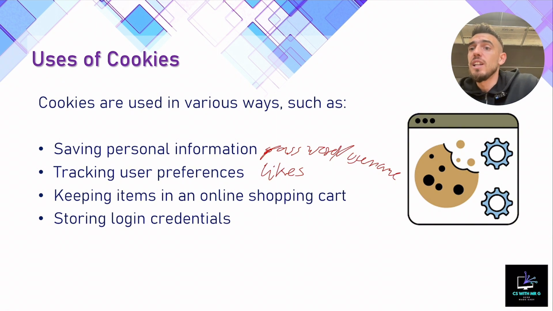Keeping items in an online shopping cart. If you add items to your cart, this needs to be saved somewhere, because as you know, when you navigate through the website, you move away from the cart, but we would like to save them in there. So every time you add a product to a shopping cart online, it is saved in a cookie. And similar to the first one, login credentials. This is very similar to storing personal information, whether it saves your username and password, it just makes it easier for us every time we go to log in.